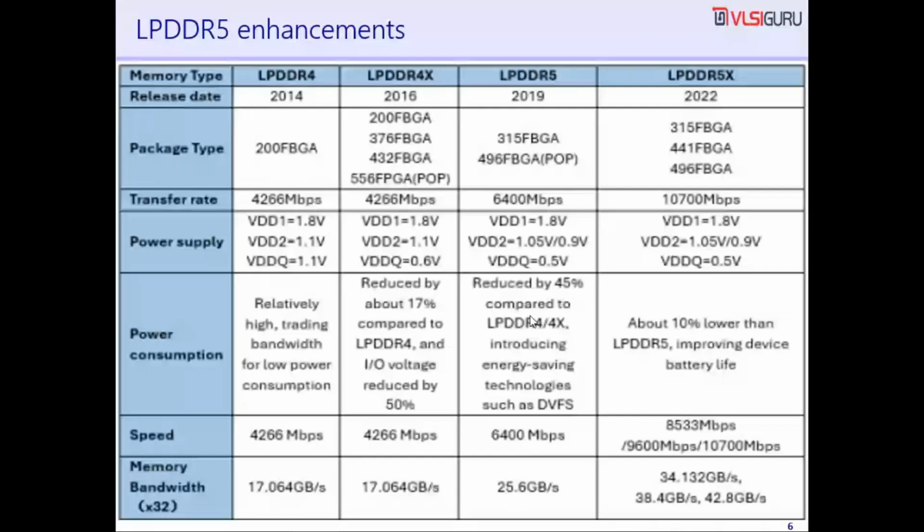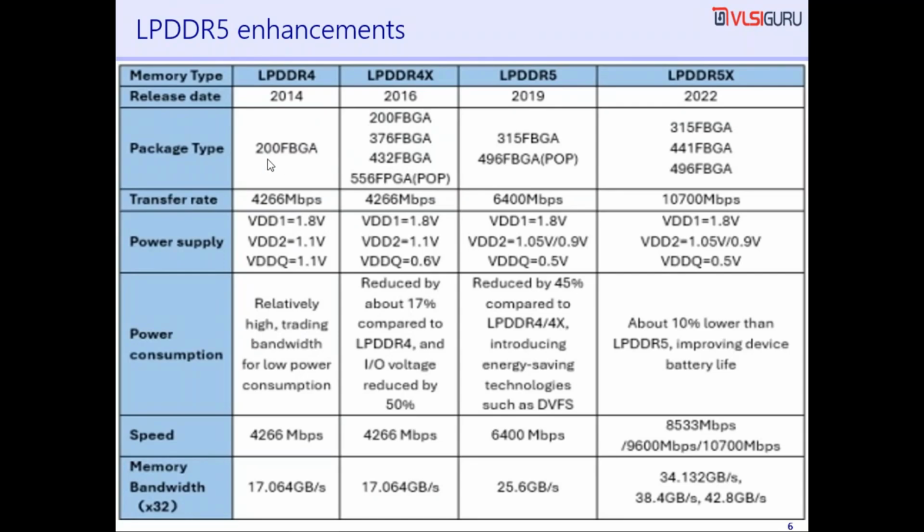In this session, let us discuss the major enhancements that happened in LPDDR5 with respect to LPDDR4 and LPDDR4X. As you are aware, LPDDR5 is released in two versions: LPDDR5 and LPDDR5X. As you can see from the table, LPDDR4 was released in 2014, 4X was released in 2016, 5 was released in 2019, and 5X was released in 2022.